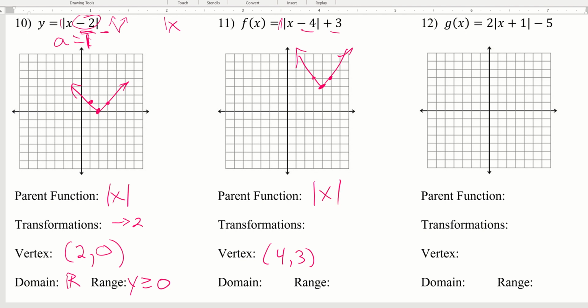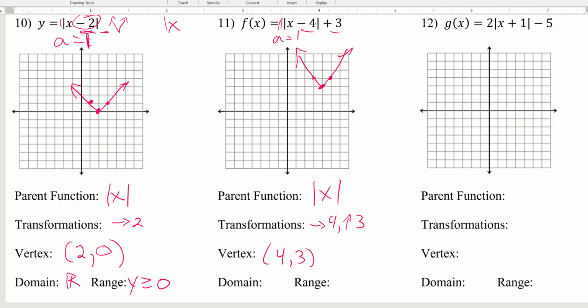Okay, parent function, this is still absolute value. That's all it's asking. Now transformations, my a value is 1. Okay, so since my a value is 1, I don't do anything. The only time you do something for stretch, compress, reflected, again, is if a is anything but 1. Okay? So transformations, how do I get to my vertex? Well, I had to go to the right 4, and I go up 3. So that's my transformations from this graph.